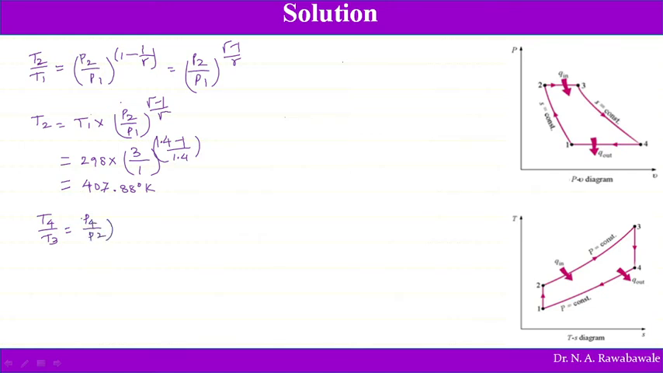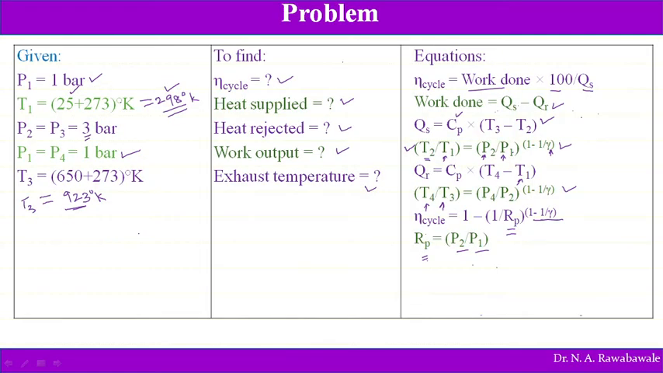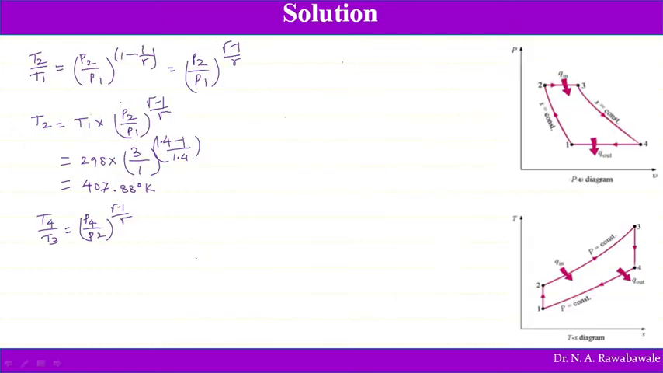T4 divided by T3 is equal to P4 divided by P2 to the power of gamma minus 1 divided by gamma. So now T4 is equal to T3 into P4 divided by P2 to the power of gamma minus 1 divided by gamma.